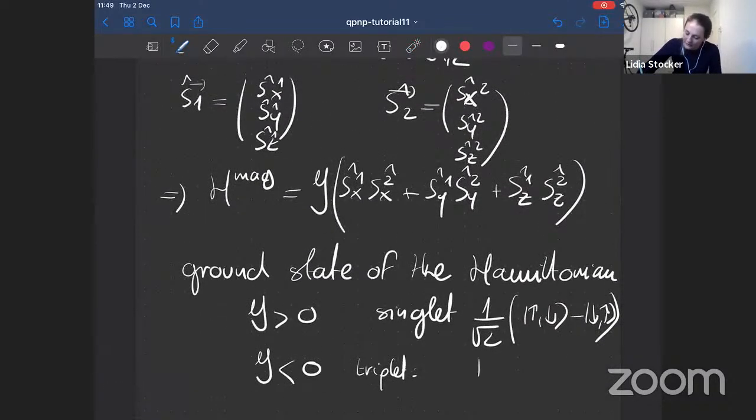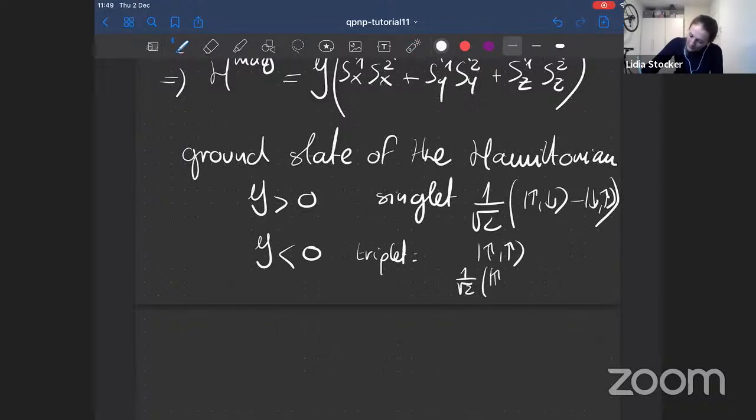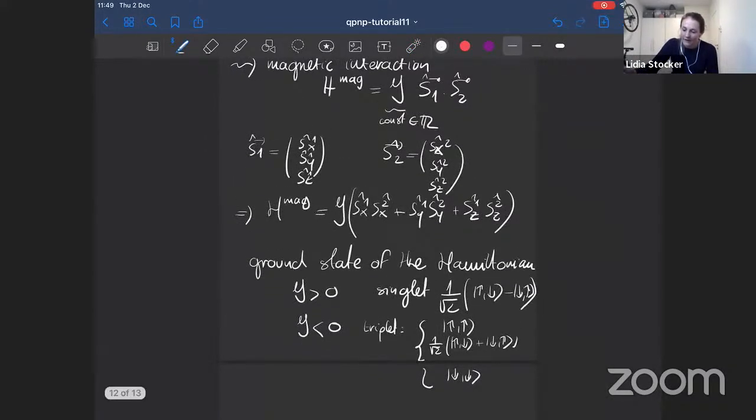So we have 3 degenerate ground states: up, up, 1 over square root of 2 of up, down, plus down, up, and down, down. So this is all of the states. So we see that, first of all, the decomposition of the Hamiltonian we did in the lecture actually makes sense, because for different magnetic interactions, we are in another subspace of the eigenstates of the S2 operator, which have completely different properties. First of all, the S value: here S is equal to 1, and here S is equal to 0.